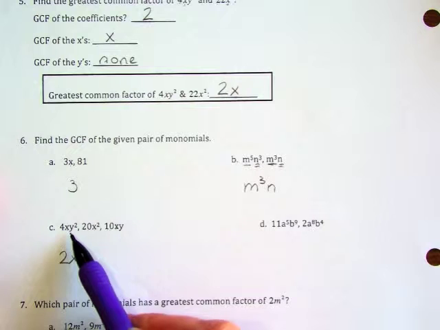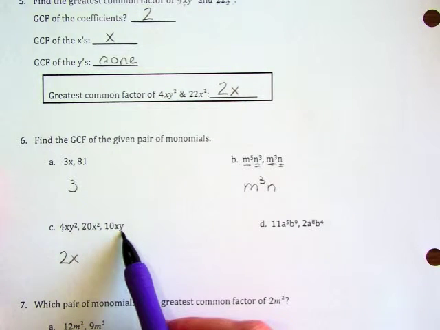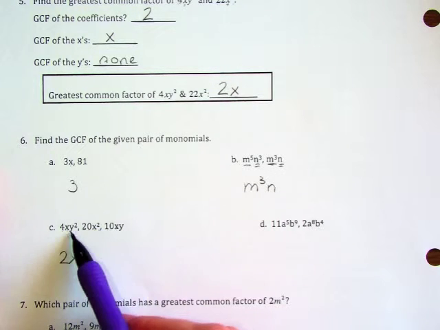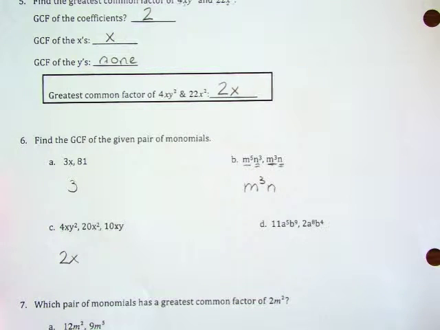Okay, looking at the y's, I have y squared, no y's, and 1y. Because there's no y's in the second monomial, there is no way for me to circle the same amount of y's in all of the monomials. So there's no y in my common factor.